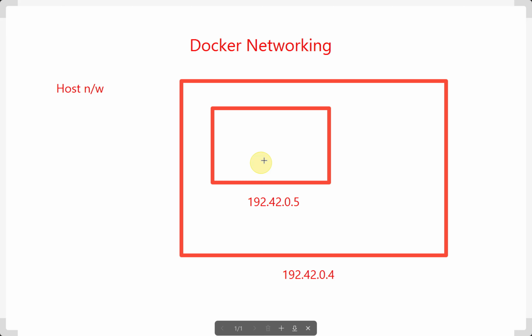So in host network, the containers also have the same CIDR range as the host. So if the host has 192.42.0.4 IP address, then the container will have 192.14.0.5. Both will have the same CIDR range. So if I create one more container in a host network, it might have 0.6 address. This is not an efficient way of handling the network. That's why this is not used much.